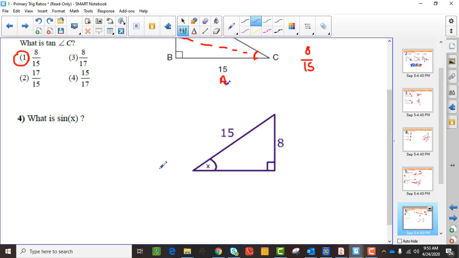Here, we're asked for the sine of x. The sine of x, again, sine is the SOH, so it's opposite, which is this side, over the hypotenuse, which is this side, because it's across from the right angle. So sine of x is going to be opposite over hypotenuse, which is 8 over 15. Okay, so that's my answer.